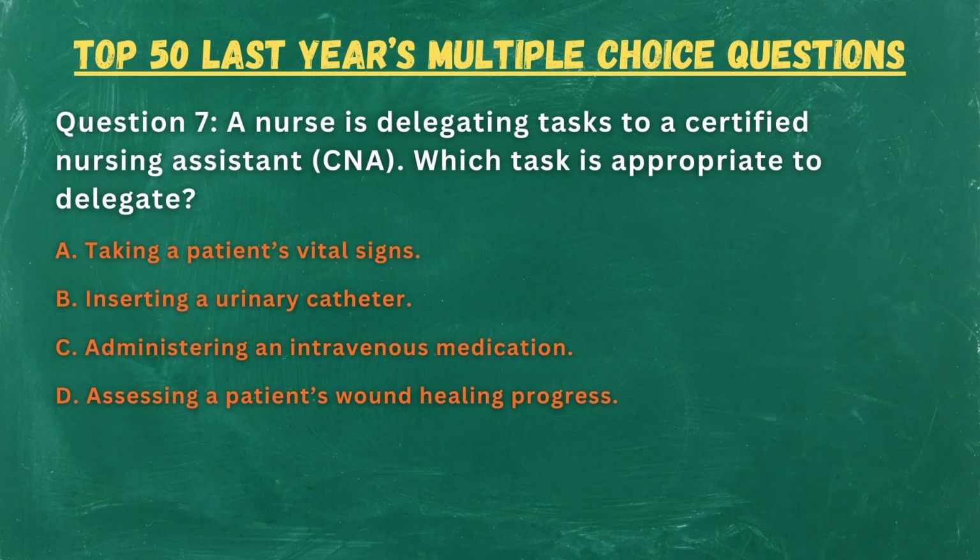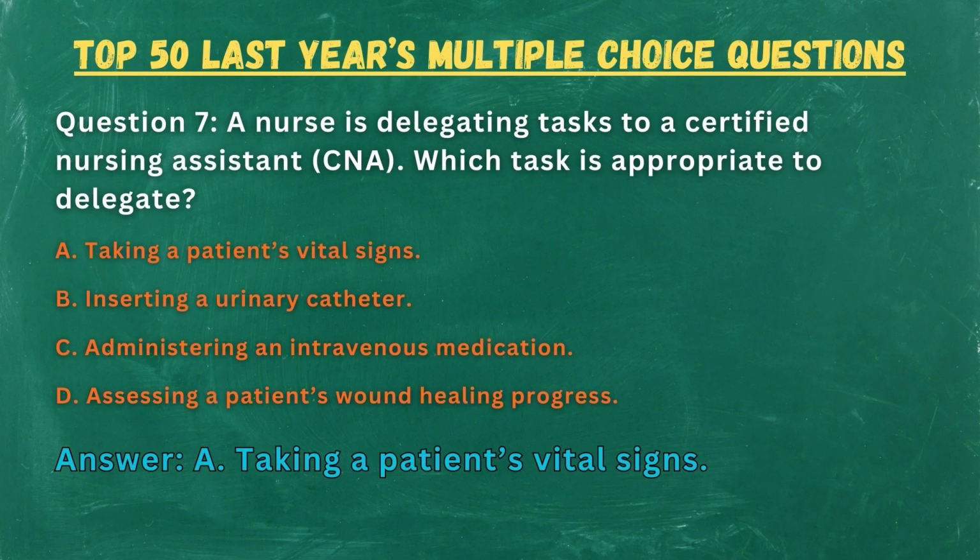Question 7. A nurse is delegating tasks to a certified nursing assistant, CNA. Which task is appropriate to delegate? A. Taking a patient's vital signs. B. Inserting a urinary catheter. C. Administering an intravenous medication. D. Assessing a patient's wound healing progress. Answer. A. Taking a patient's vital signs.